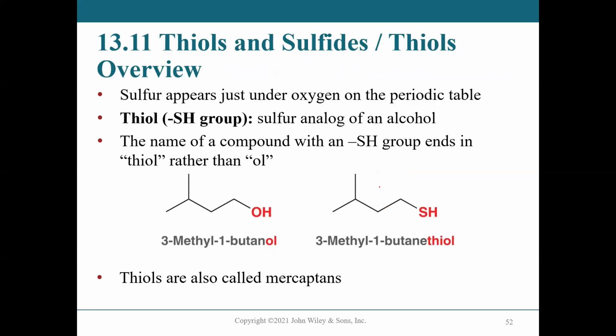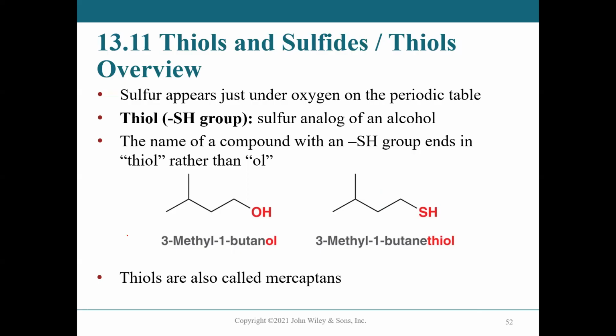So sulfur appears just under oxygen on the periodic table. If you look at a periodic table, you'll see that sulfur is just below oxygen. The thiol group, the sulfur, is the analog of an alcohol. So the name of a compound with an SH group ends in thiol rather than ol.